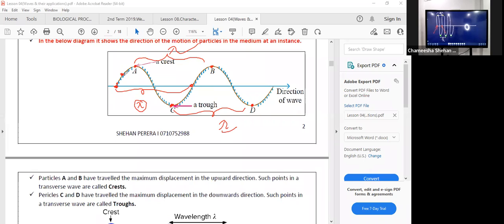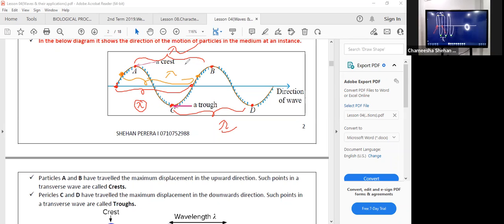you have to look for the particle exactly like this one, not the particle immediately next to it. This orange particle is trying to go vertically downwards, while this particle is trying to go vertically upwards. So that is not the next consecutive particle with the same state of motion. It is this one. Then the distance between these two you can call a wavelength.